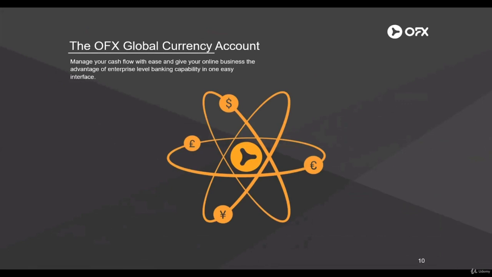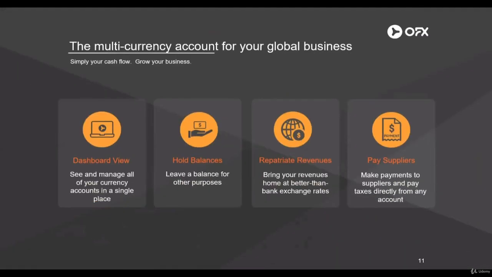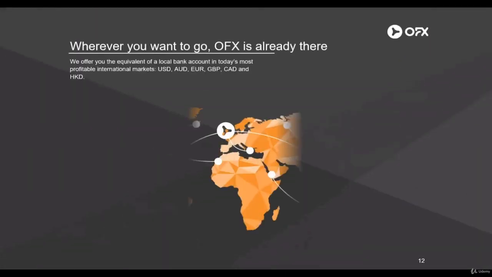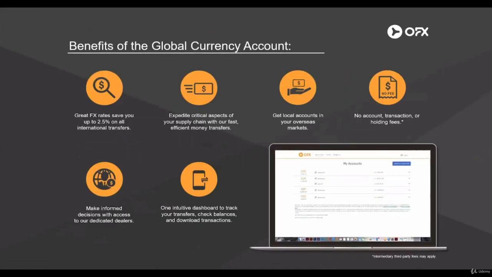So all in all, it's just having this functionality, and there's the global currency account. And I'll run through this real quick. Let me just get to the dashboard. So here it is. So you can hold balances, you get currency accounts in euros, pounds, CAD, Aussie dollars, US dollars if you need them, Hong Kong dollars. Land all your revenues in these accounts from Amazon, from eBay.